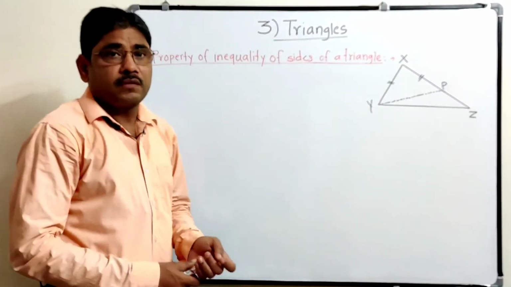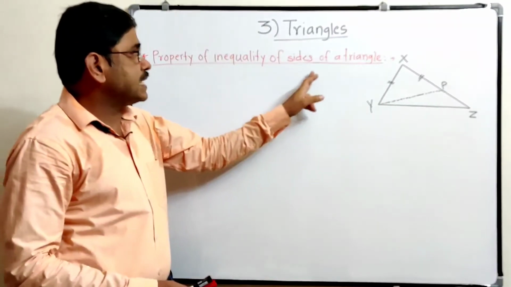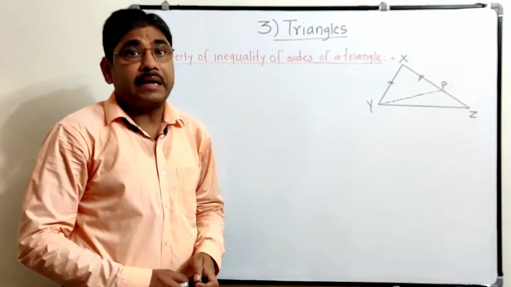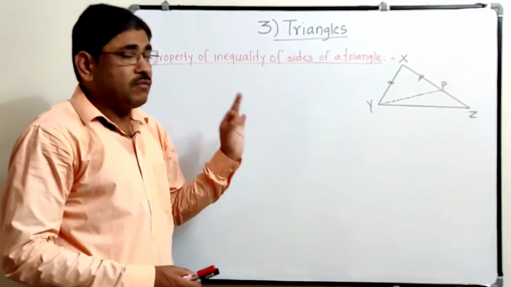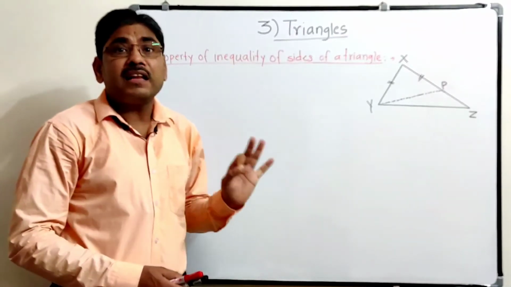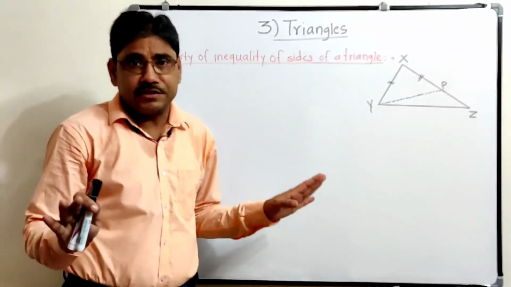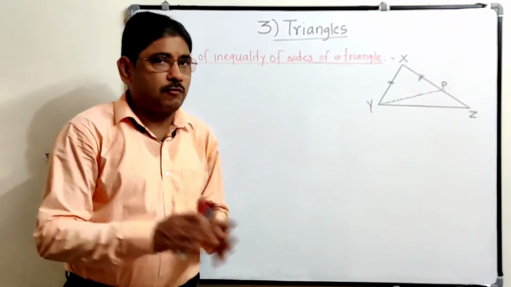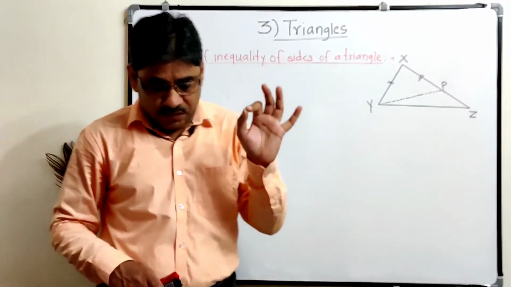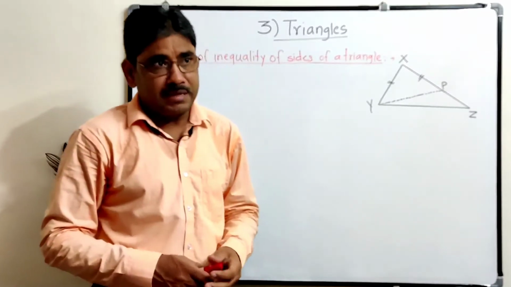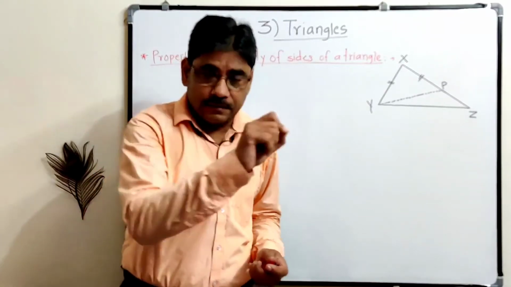Now let us see the next theorem, the third one, property of inequality of sides of a triangle. If two sides of a triangle are unequal, means not equal, that means it is a scalene triangle in short. If two sides are not equal, it becomes a scalene triangle, means all three sides are of different length. If two sides of a triangle are unequal, then the angle opposite to the greater side is greater.